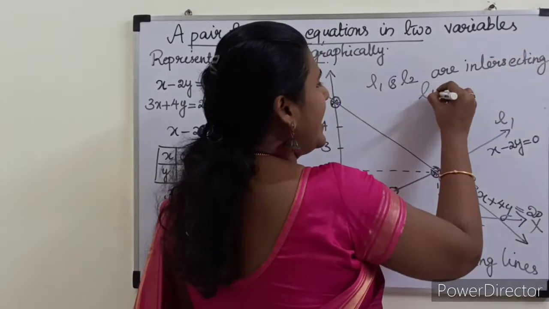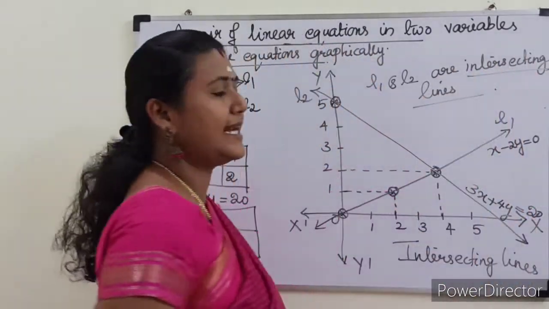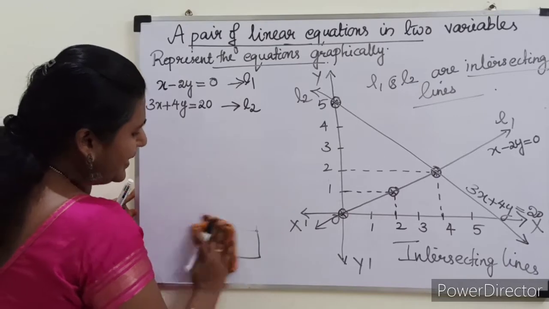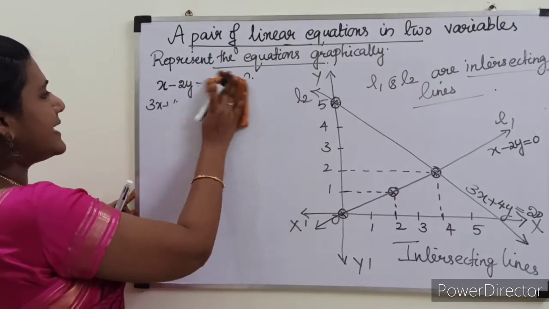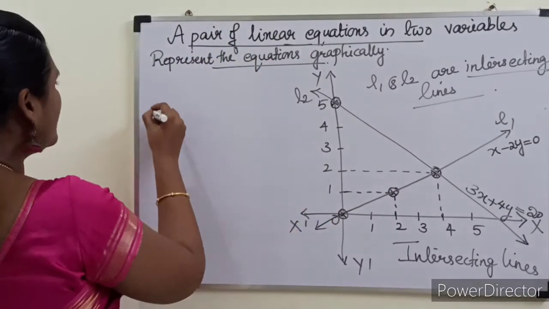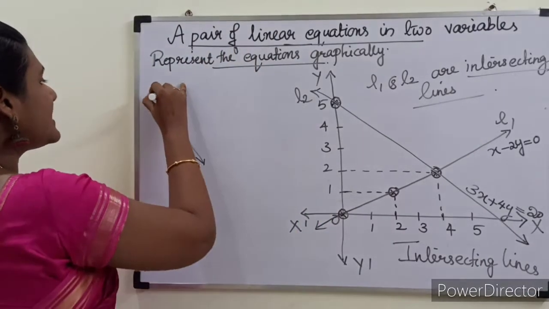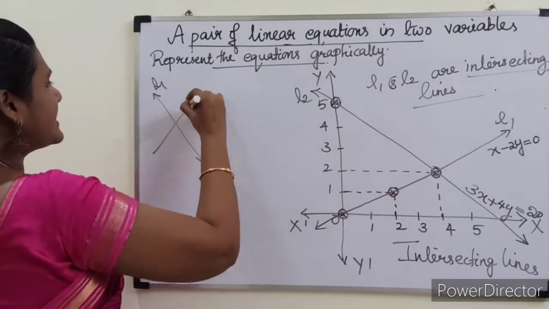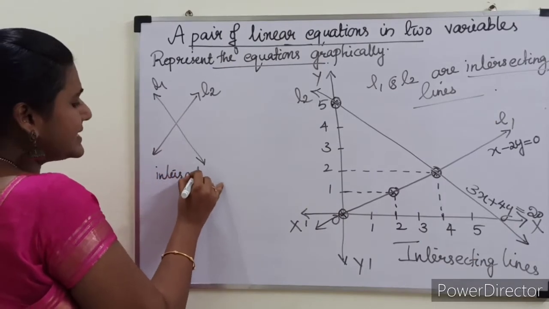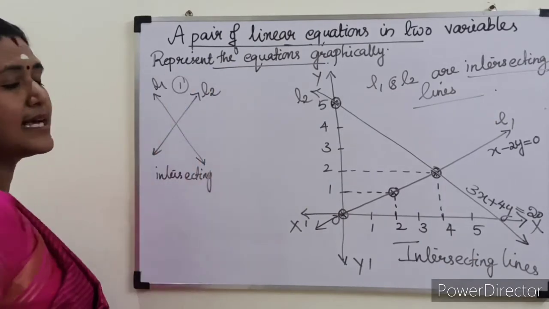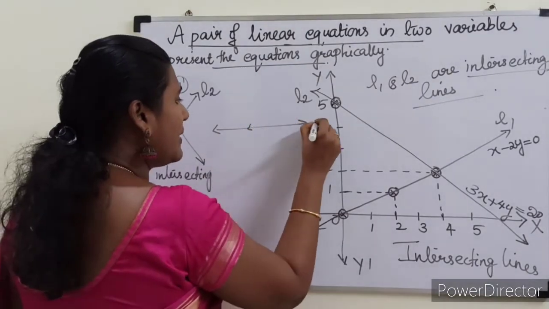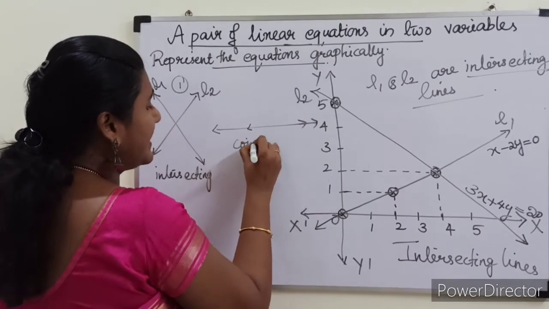Why am I mentioning intersecting lines? Because suppose we are given two lines in a plane, what are the possibilities we will have? If you assume two lines L1 and L2 in a plane, there are three possibilities. First case, the lines can intersect. They may be intersecting lines. Second case, the lines are coincident, that is, one line lies exactly above the other. So this is a coincident line.